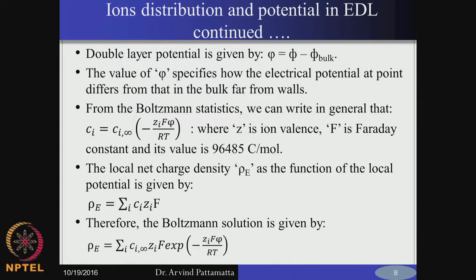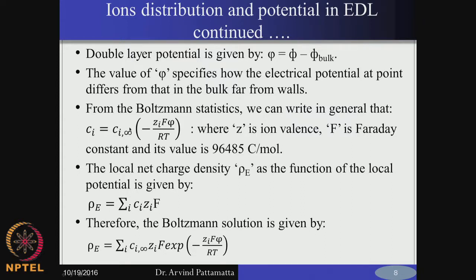Now if you say phi equals 0, this is at the bulk, where phi is equal to phi minus phi bulk. So, when can phi be 0? Only if your electrostatic potential is the same as your bulk value. In that case the value of Ci will be equal to, so there should be an exponential here, there is a mistake, please correct it, Ci infinity times the exponential of that.